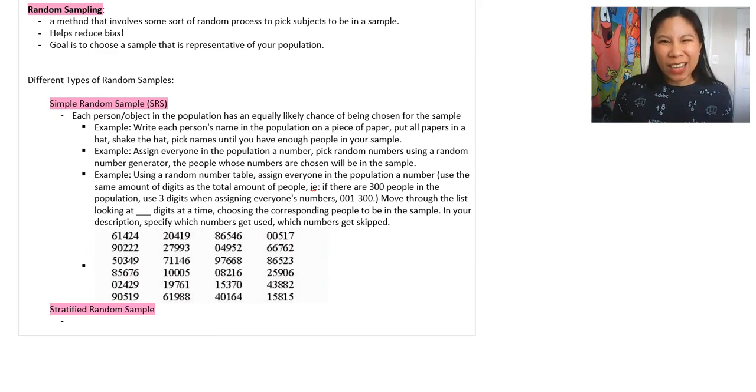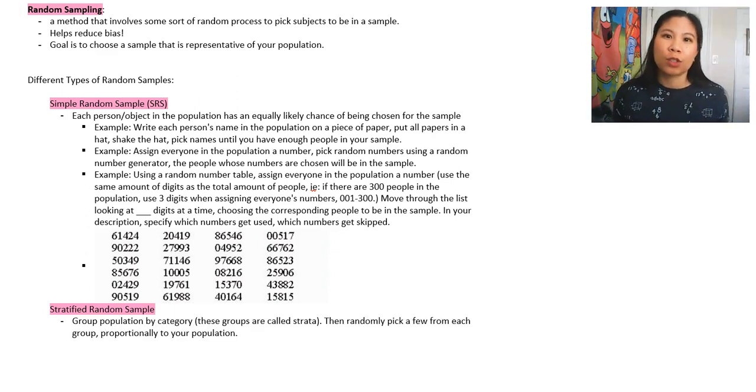The next type of random sample that we're going to talk about is the stratified random sample. So these next two, the stratified random sample and the cluster random sample, are kind of similar because they start off by grouping your population into categories first. So when we group by category, this could be by gender, by age group, by location, some sort of similarities within your population. So these groups that we split them up into are called strata.